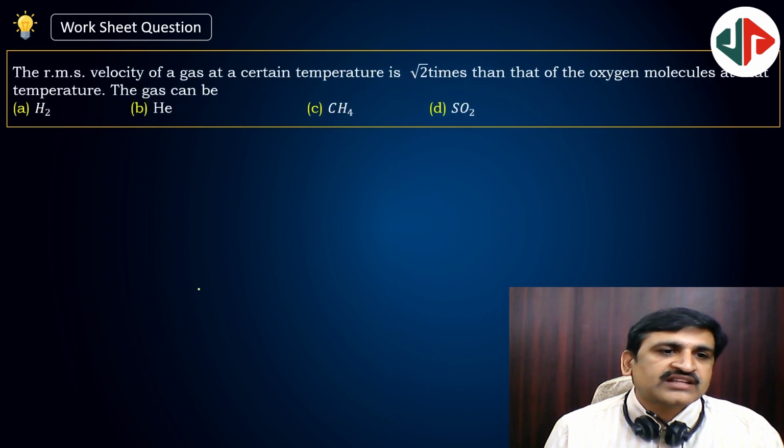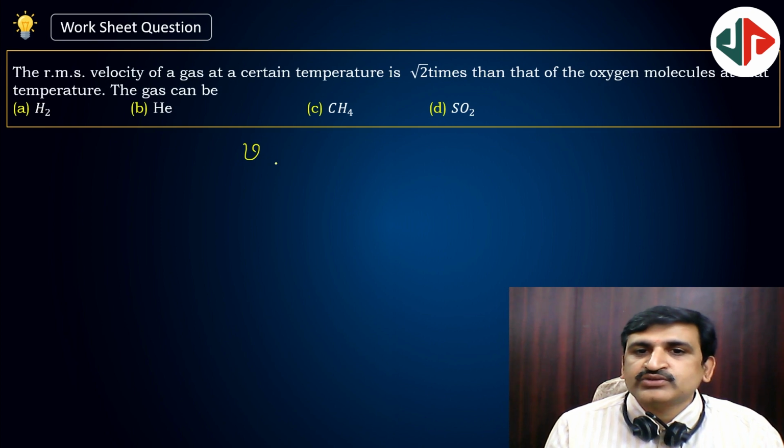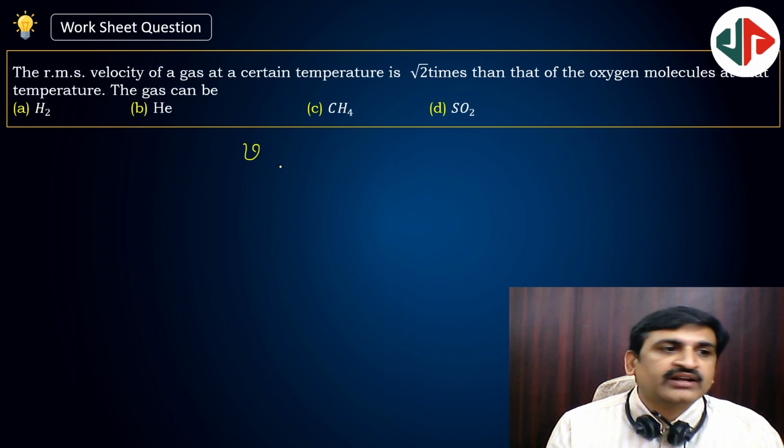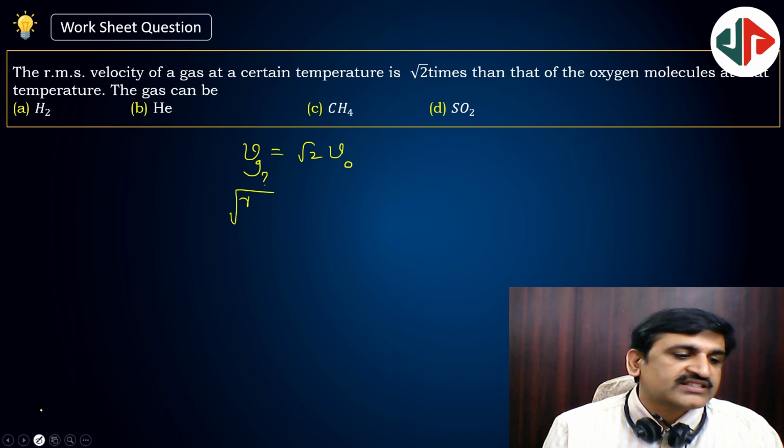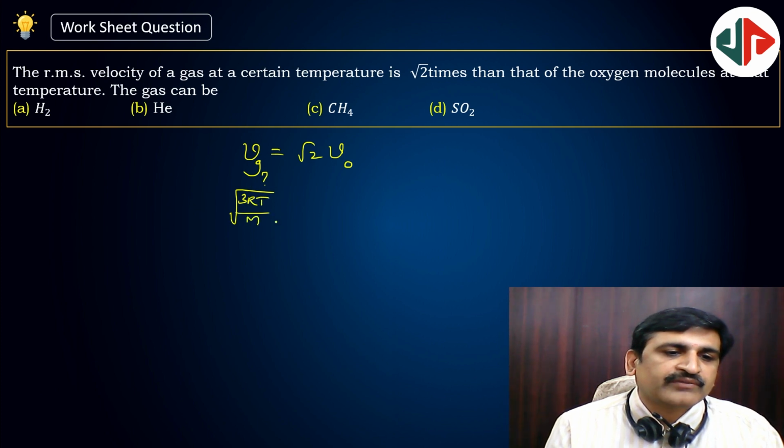The RMS velocity of a gas at a certain temperature is root 2 times that of the oxygen molecule at the same temperature. Oxygen RMS velocity is root 2 times... This gas can be? The RMS velocity formula is square root of 3RT by M, not gamma RT by M, because that is not the velocity of sound. So 3RT by M of the gas.